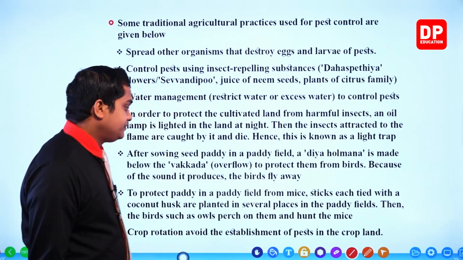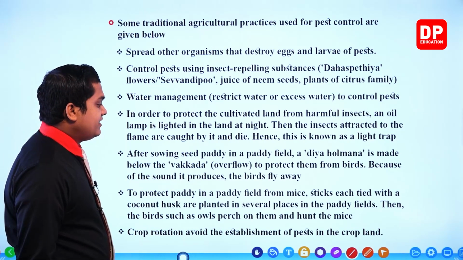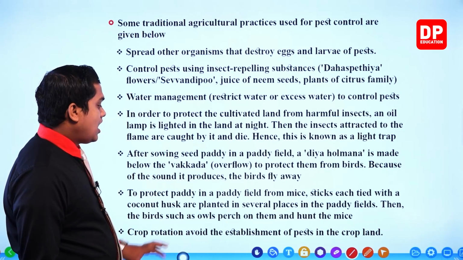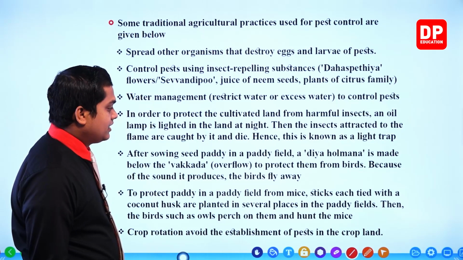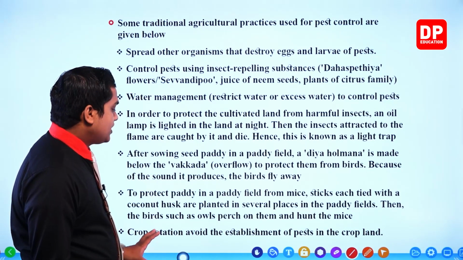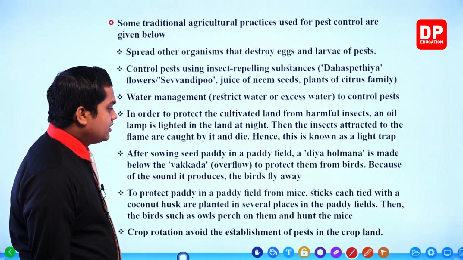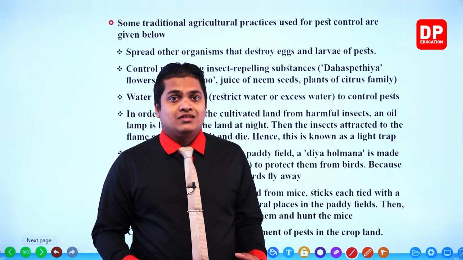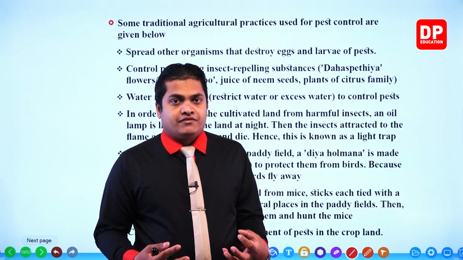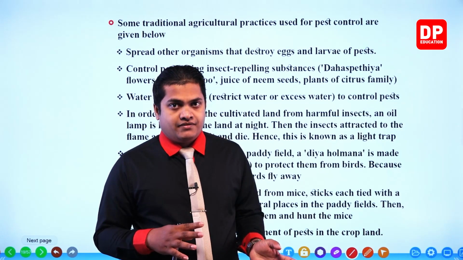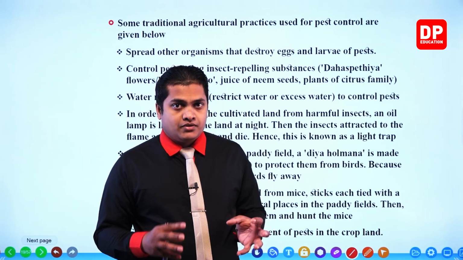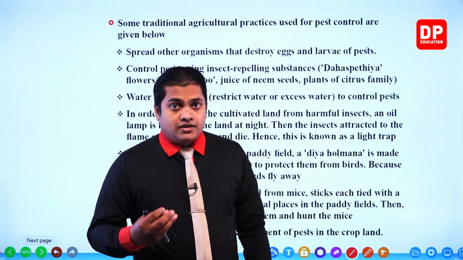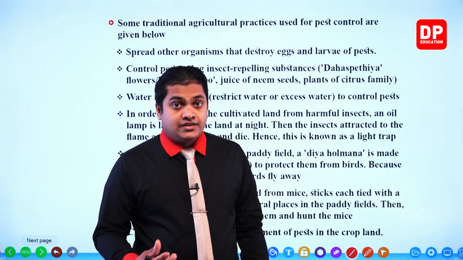Okay, right. To protect paddy in a paddy field from mice, sticks each tied with a coconut husk are planted in several places in the paddy fields. Then birds such as owls perch on them and hunt the mice. So you know that when you take a paddy field, my dear children, the other issue is from mice. Different kinds of mice are going to live within the paddy fields, and because of having these mice, what will happen? These will attract serpents like cobras and pythons as well.